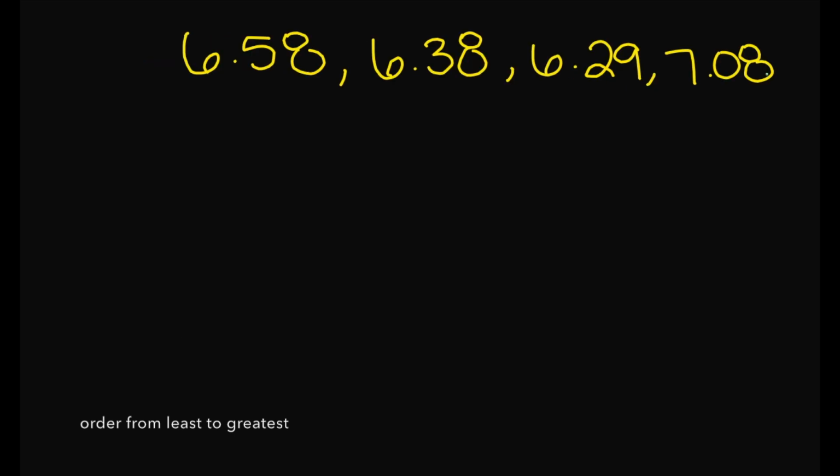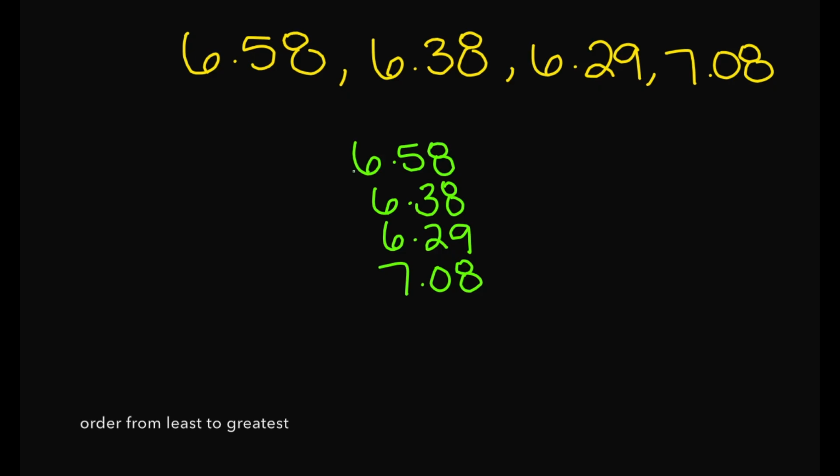Let's look at these numbers here, 6.58, 6.38, 6.29, and then 7.08. So if I'm going to write this from least to greatest, remember, let's line everything up. So we have, let's start with our 6s here, and then we have a 7 here. So far we know this is going to be the greatest number. So I'm going to go ahead and just put my 7.08 here. Then we have our 6s, we have 5, 3, and 2.